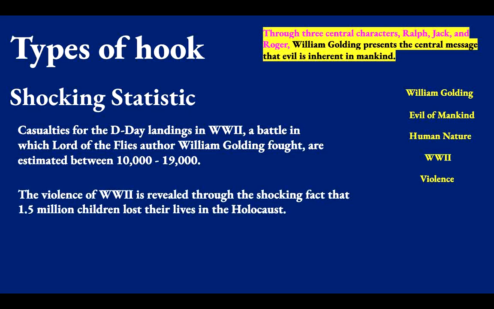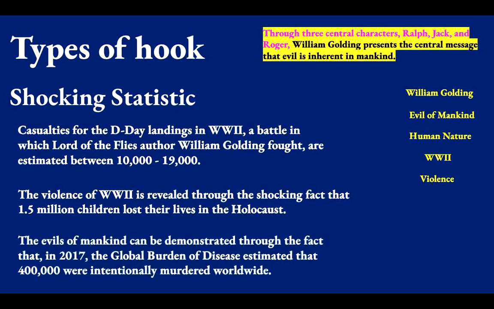The violence of World War II is revealed through the shocking fact that 1.5 million children lost their lives in the Holocaust. Well, Lord of the Flies is about children. It's also about violence, and it has links to World War II because the author fought in World War II. Final statistic then, the evils of mankind can be demonstrated through the fact that in 2007, the global burden of disease estimated that 400,000 were intentionally murdered worldwide. Wow, big number, lots of people killed. I've even used the words the evils of mankind, which is similar to what I've written in my thesis statement, so I've kind of introduced my topic without saying it.